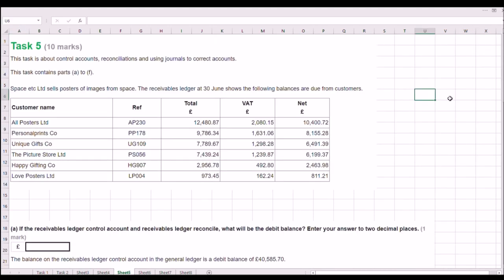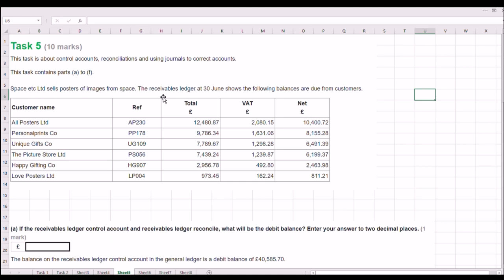Task five. So task five is about control accounts, reconciliations, and using journals to correct accounts. So what this is then is principles of bookkeeping controls unit. We've got some reconciliations of ledgers. I think we're probably going to see some control accounts, maybe suspense accounts. Let's see what happens. So number one here.